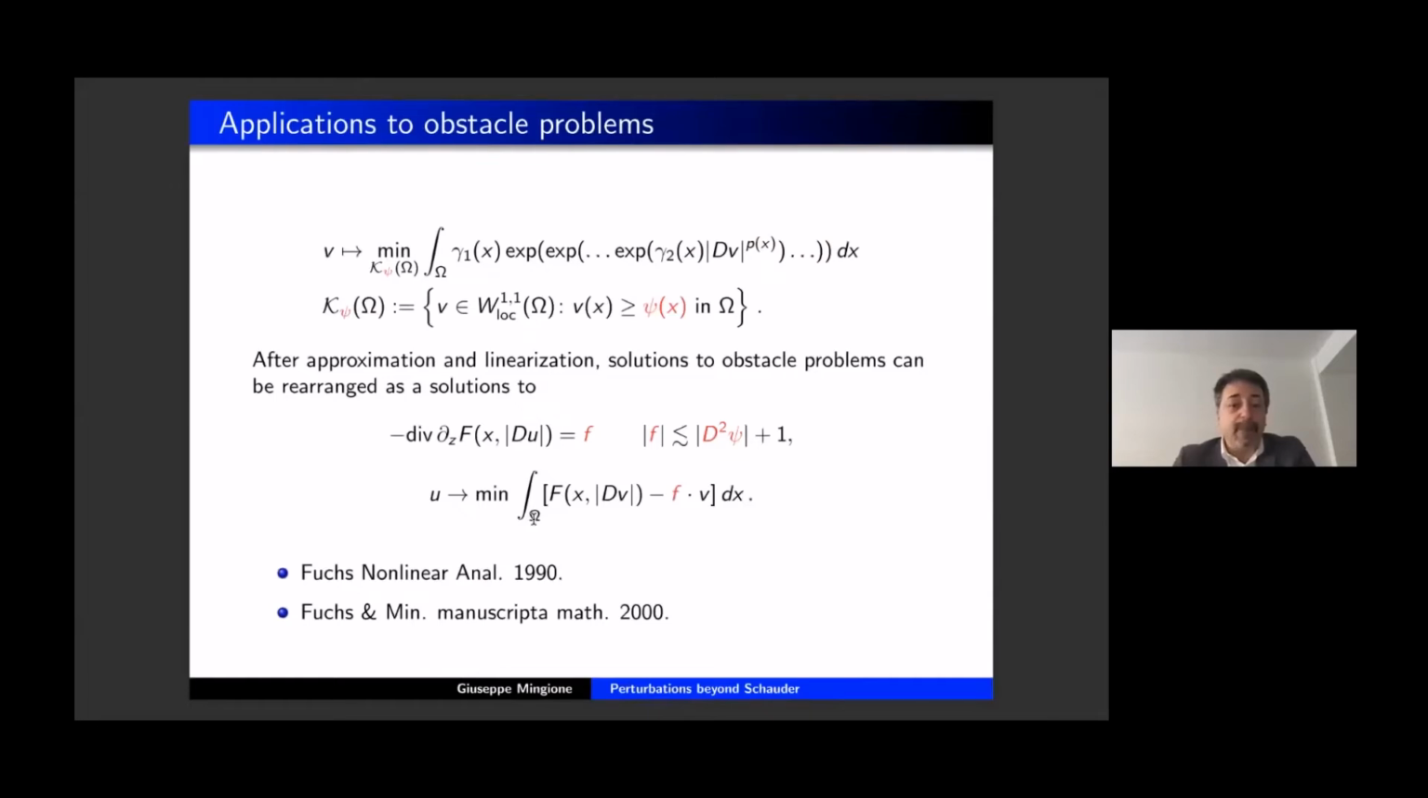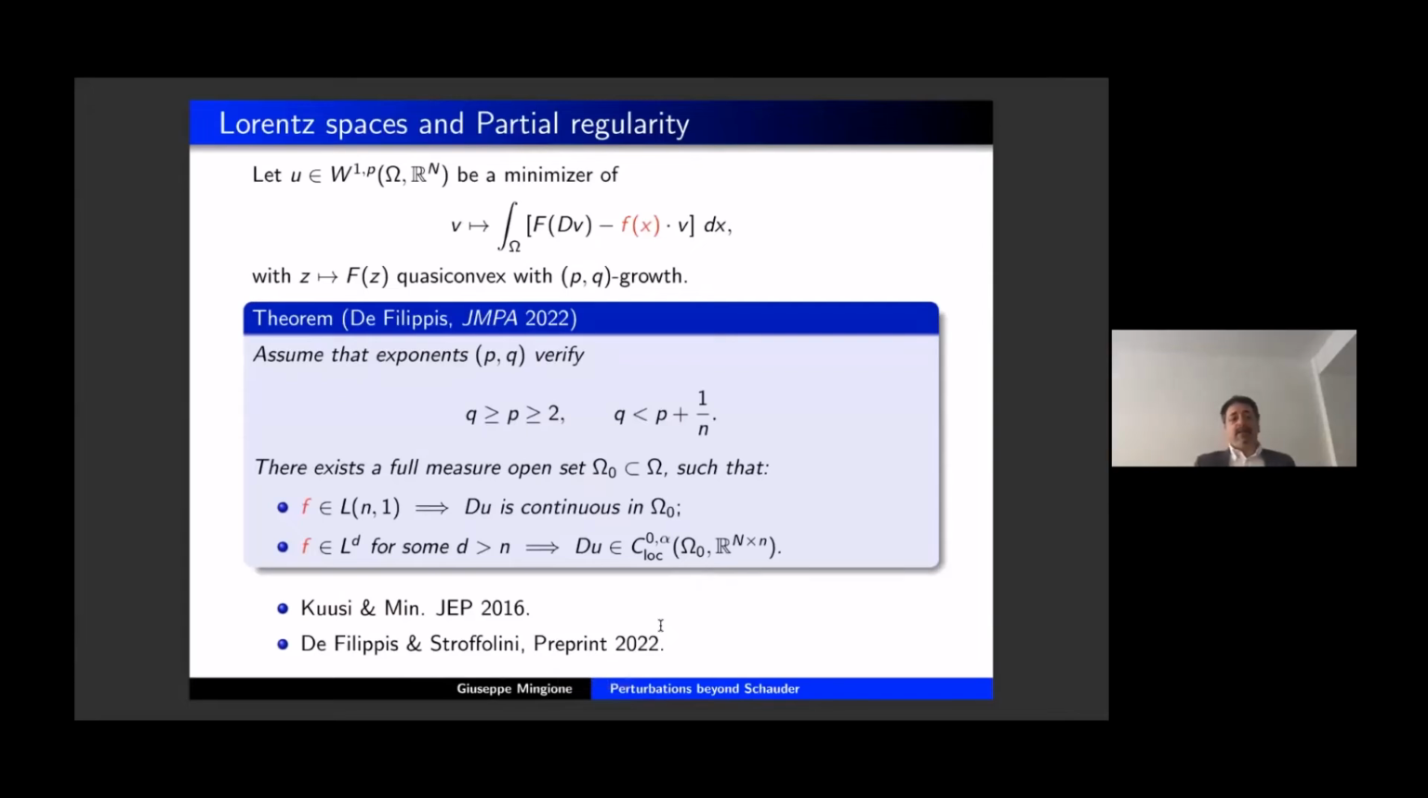And this implies optimal regularity for obstacle problems of arbitrarily non-uniformly elliptic integrands. And this was also open in the literature. This follows from linearization methods by Fuchs and myself in the setting of p,q growth. So we are able to prove optimal regularity for solutions of obstacle problems, for arbitrary functionals and integrands. And this is the last slide.